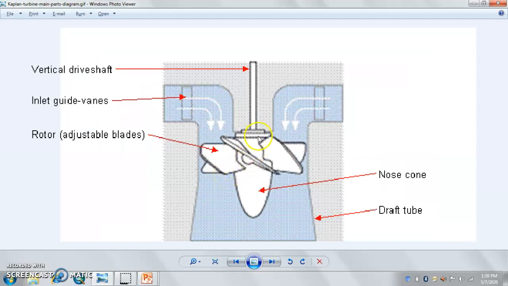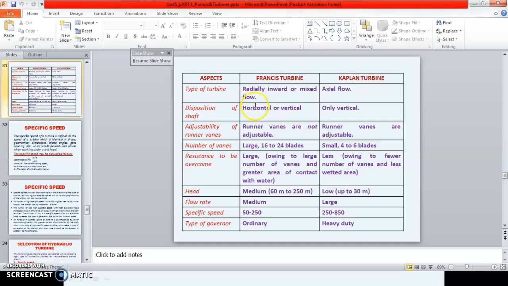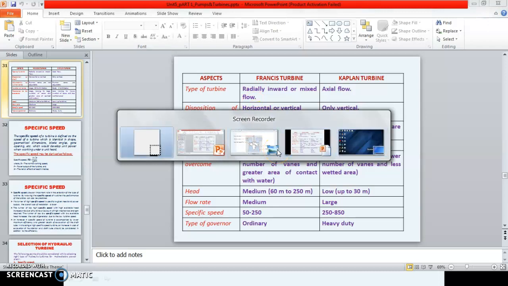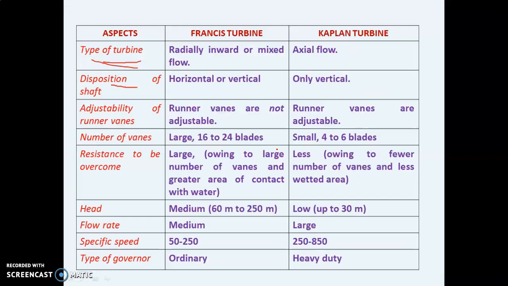Now at the base of the Kaplan turbine, the area is gradually increased. This increased area is known as the hub or the nose cone, over which the runner blades are attached. So for this purpose the shaft should always be vertical, it should not be horizontal. And the water entering the blades enters axially, which is not possible if the shaft is horizontal in the Kaplan turbine.